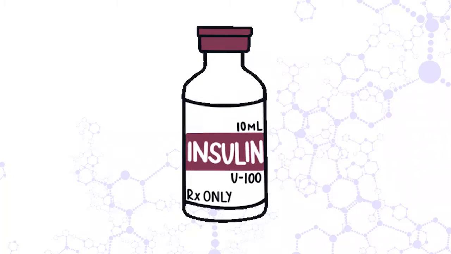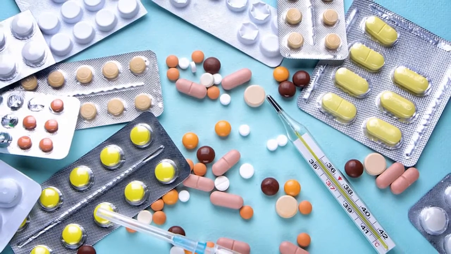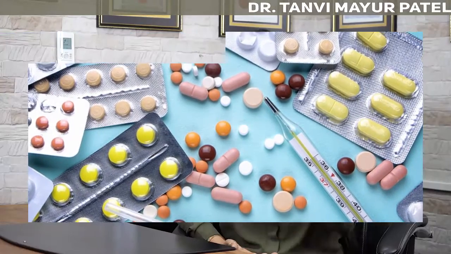Also, if you are using medicines like insulin or oral hypoglycemic agents like sulfonylurea, you tend to have hypoglycemic events. Again, in that case, your HbA1c target can be decided based on your treatment program.